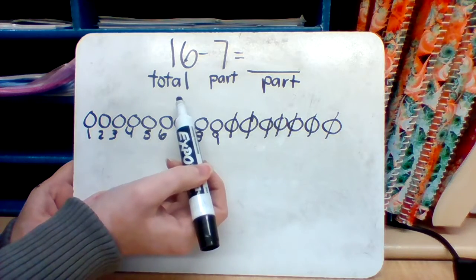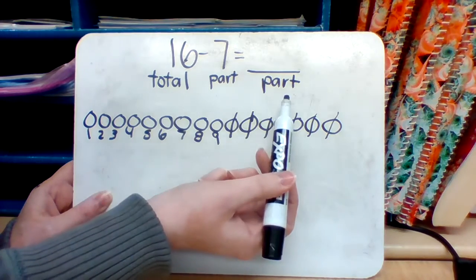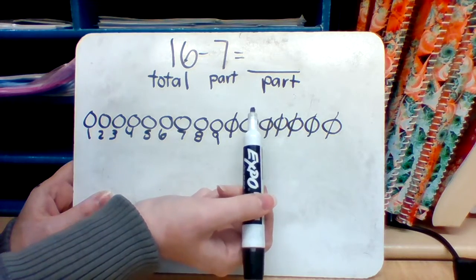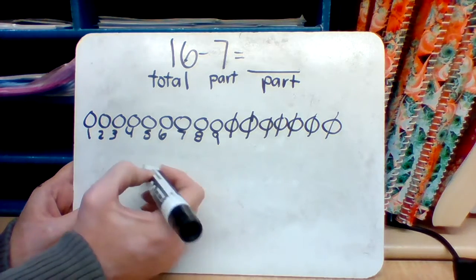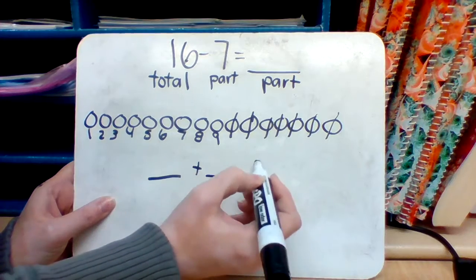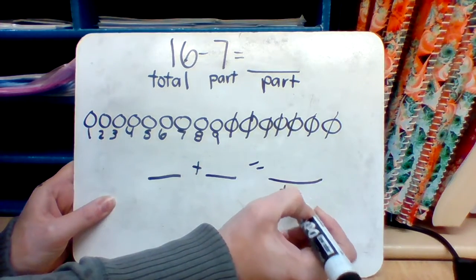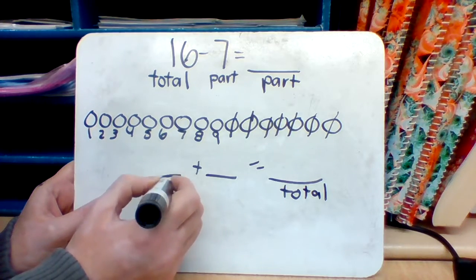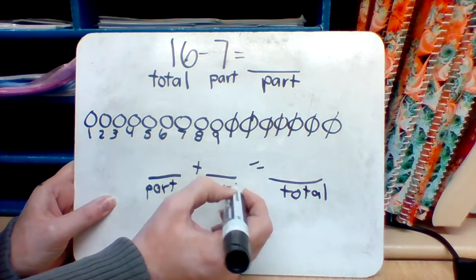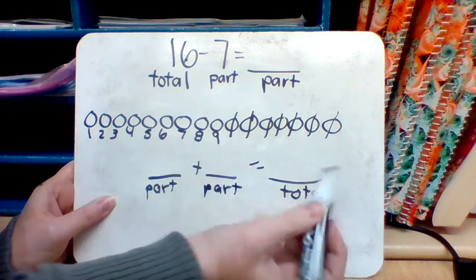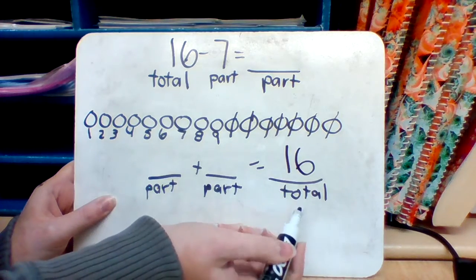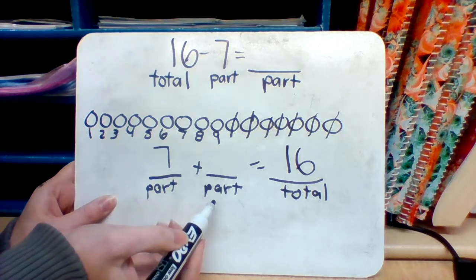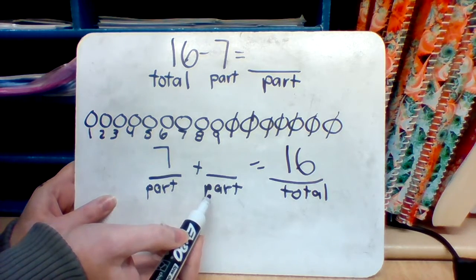If we think of subtraction as total and parts, we can use addition to also help us figure this answer out. In addition, we would have our total go last, and the addends would be our different parts. Then, if we know 16 is our total, we could put 16 at the end of our addition number sentence. One of our parts is 7. We would just need to figure out what the other part is.